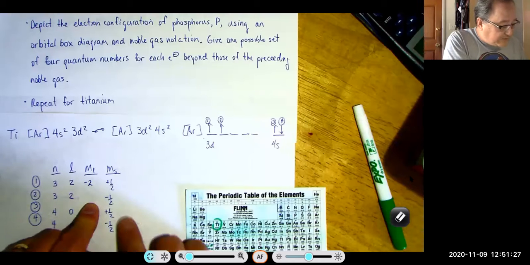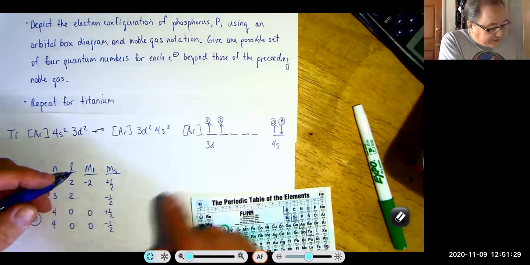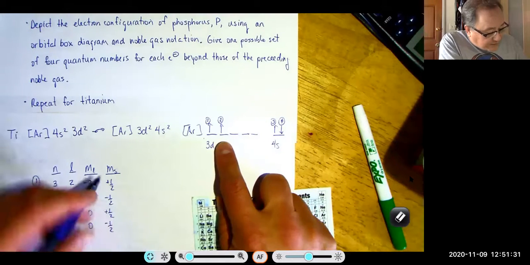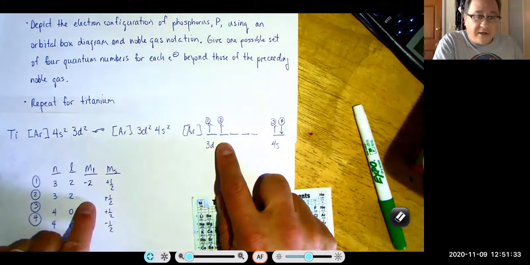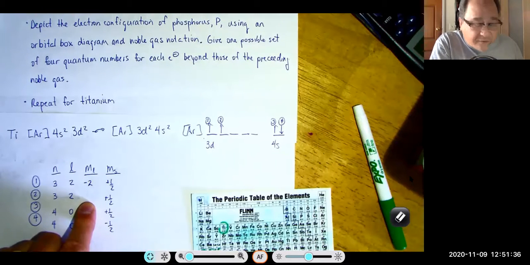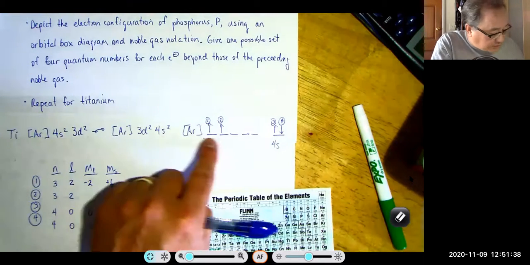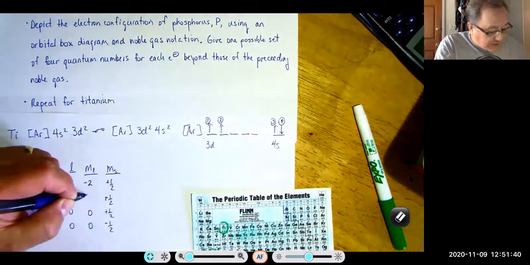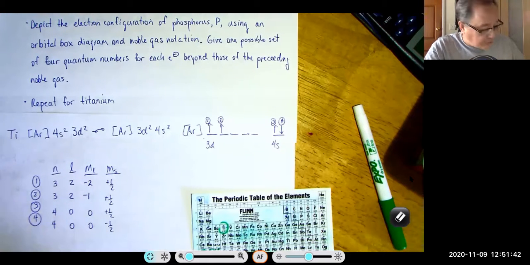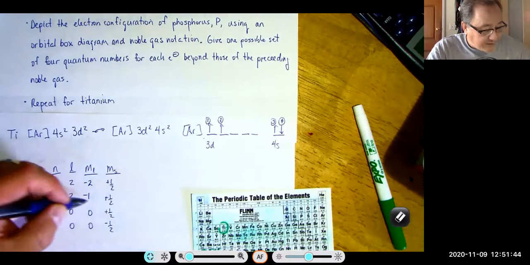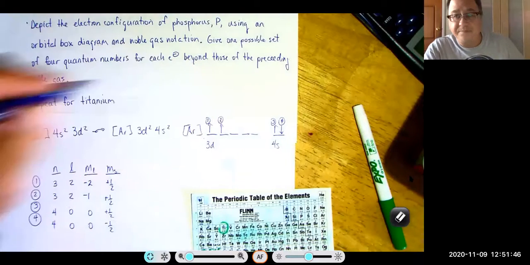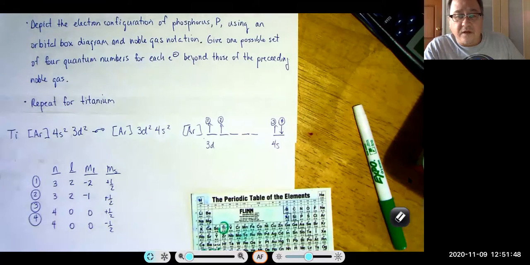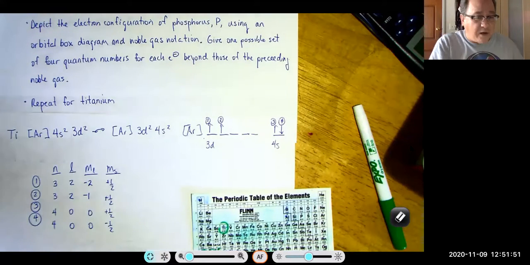Now here, I made a mistake. Do you see how I called that one +1/2, -1/2? It should be +1/2. Here, the M sub L has to be different because these are 2 different orbitals. So I can choose -1, I can choose 0, +1, or +2. But these have to be different because these orbitals are different. Are you guys clear with the set of quantum numbers?